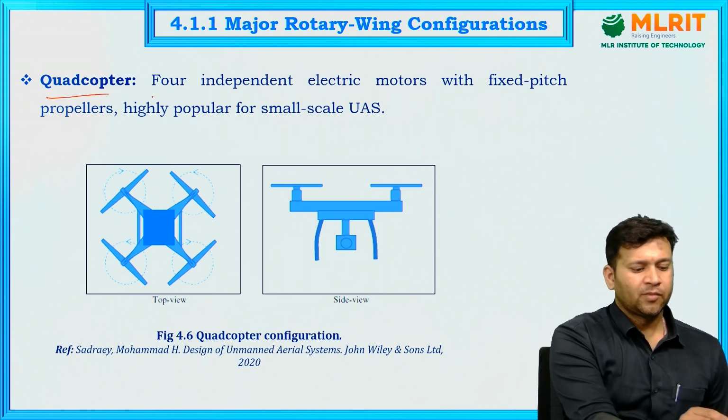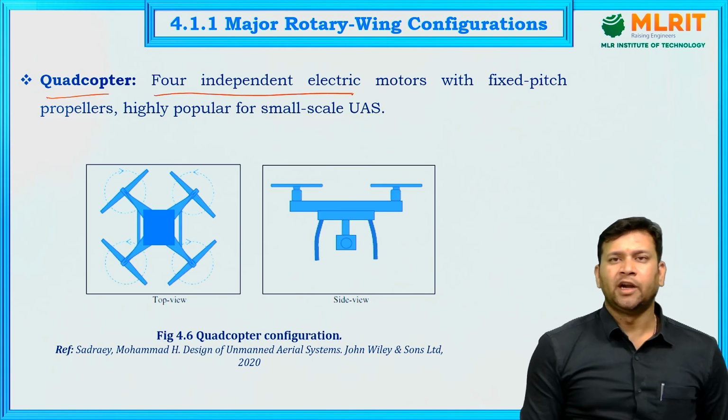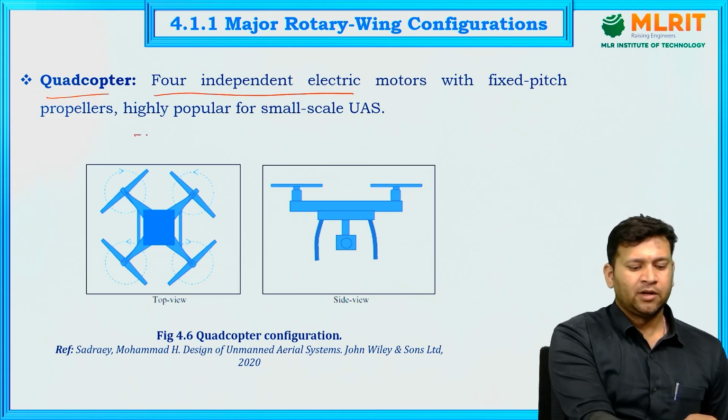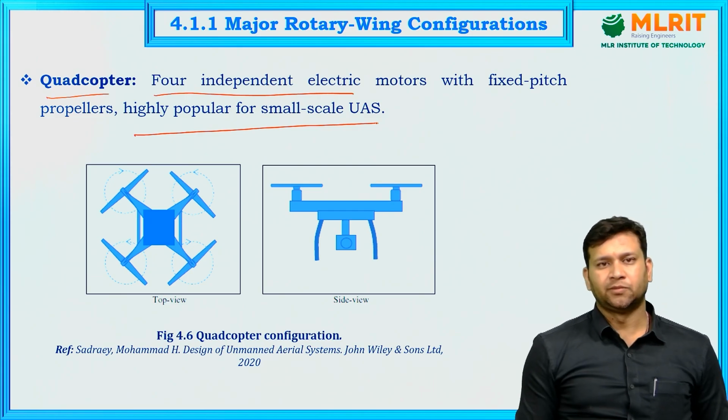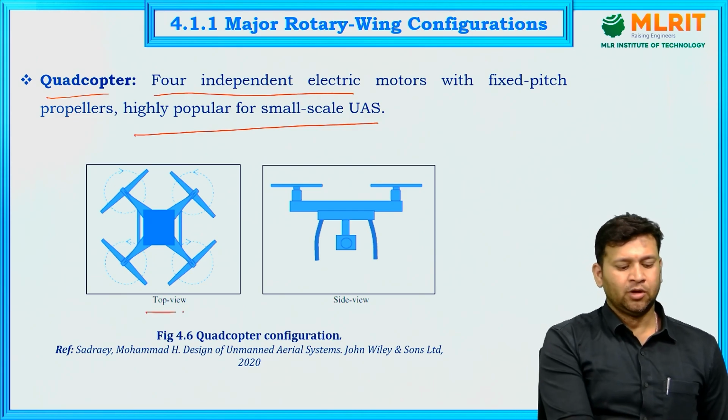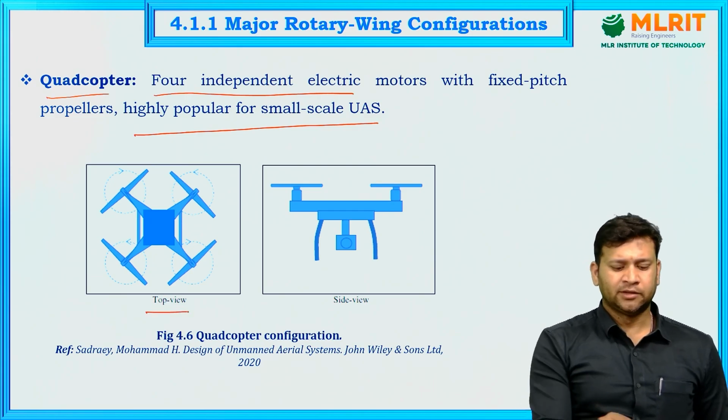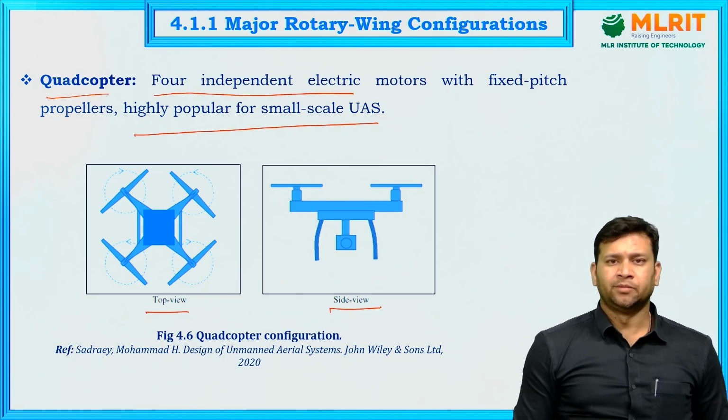Quadcopter. It has four independent electric motors with fixed-pitch propellers, highly popular for small-scale unmanned aerial systems. This is the top view of a quadcopter and this is the side view of the quadcopter.